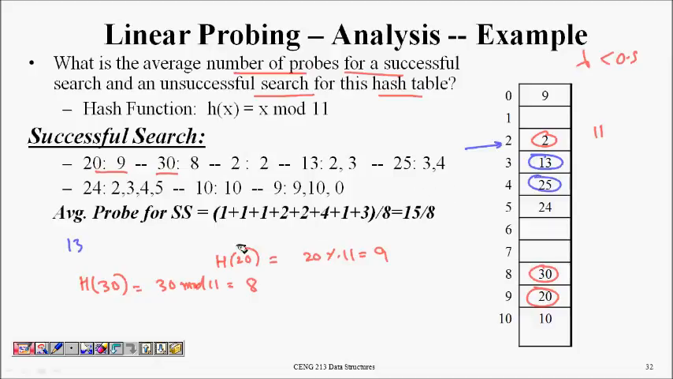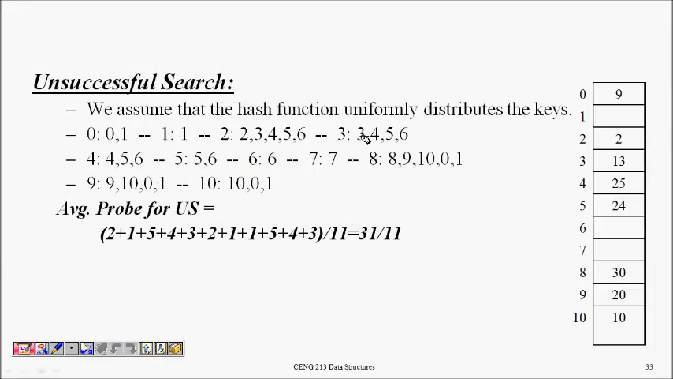Okay, so a lot of things are happening. And it finds that the average number of probes required is 15 by 8 for all these different cases. So it's in fact less than 2. So you are requiring about 2 searches for each one of them in this example.